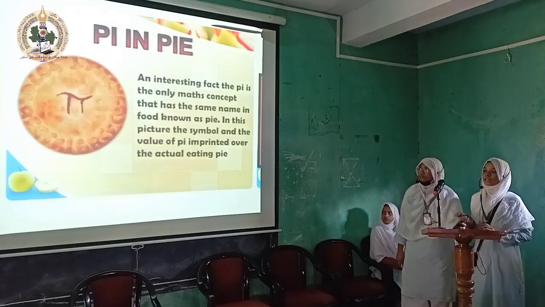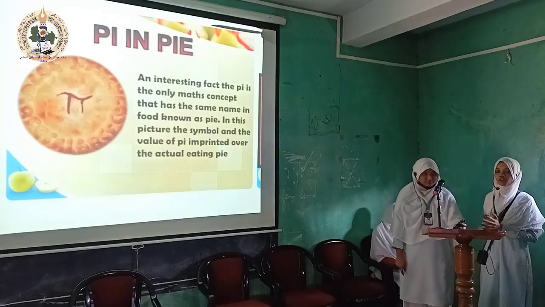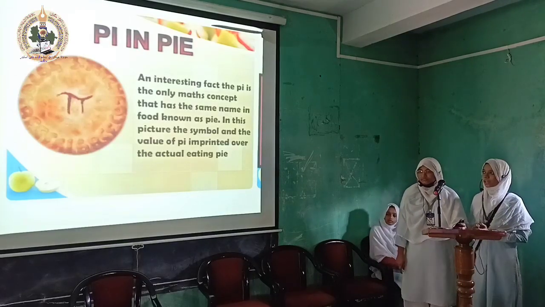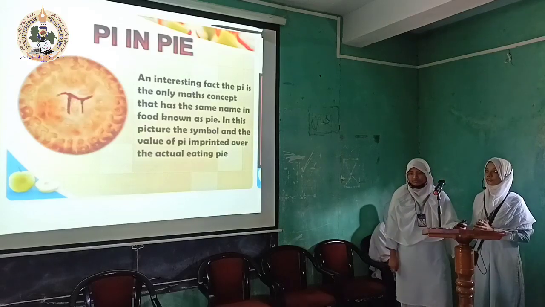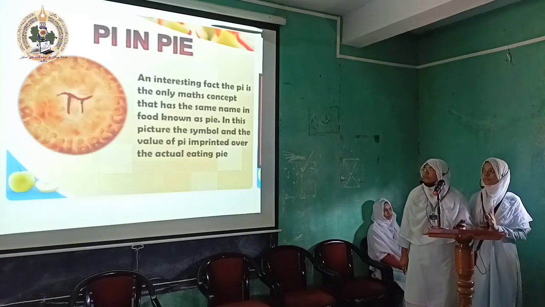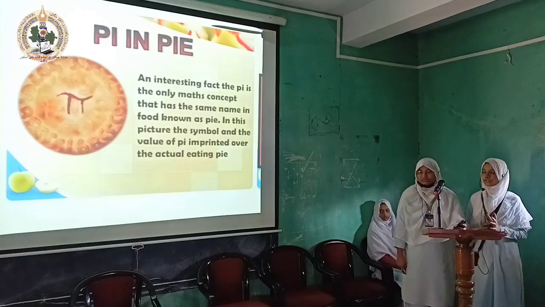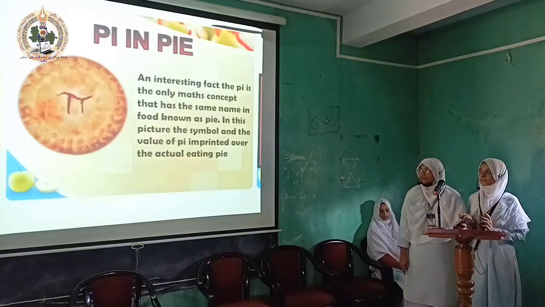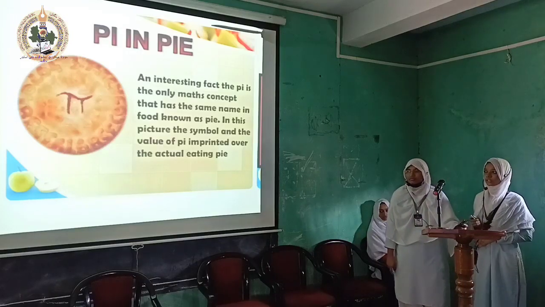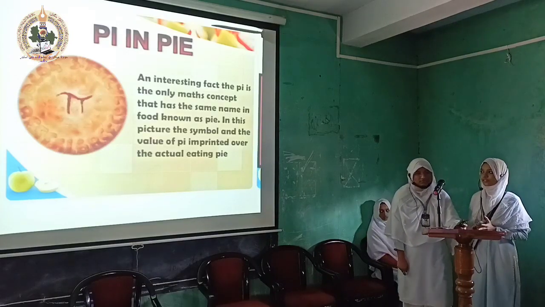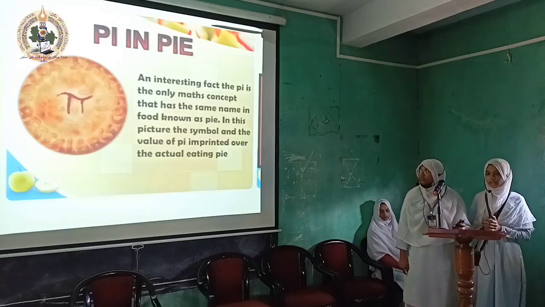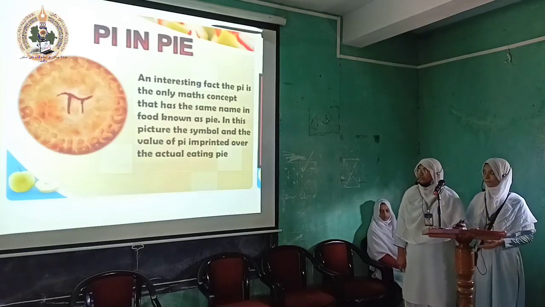Pie in pie. Let's be clear: pie in pie. First pie is the geometrical pi, and second pie is the food item. An interesting fact is that pie is the only maths concept that has the same name as a food, known as pie. Look at this picture. The symbol and the value of pi implemented over an actual eating pie.